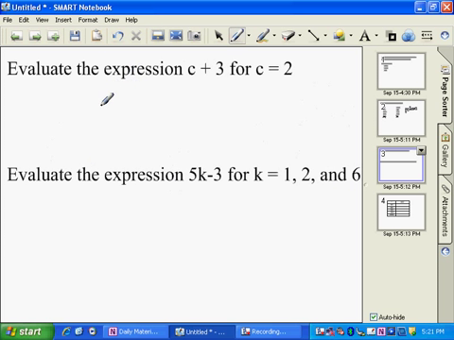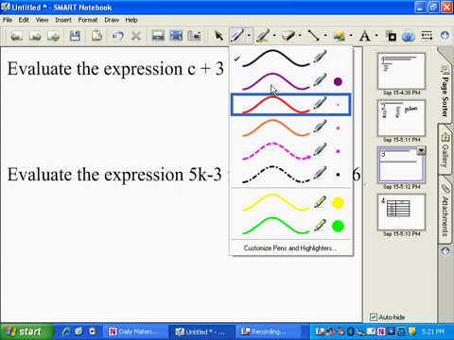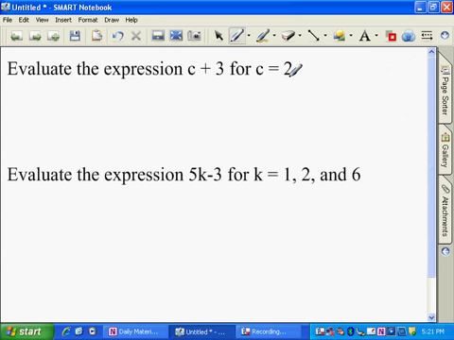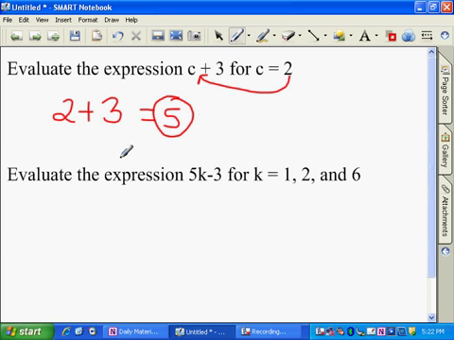So here's a couple of examples. If I said to evaluate the expression c plus 3 for c is equal to 2, that means you are going to replace the c with a 2, so then this is 2 plus 3, and then you can solve it and you get 5. So the answer here would be 5.